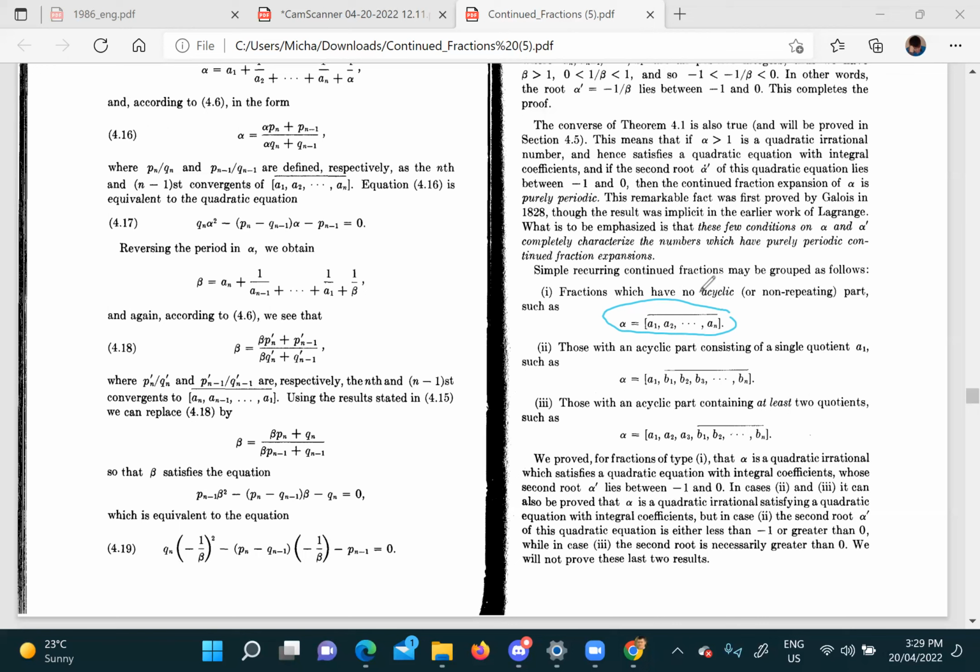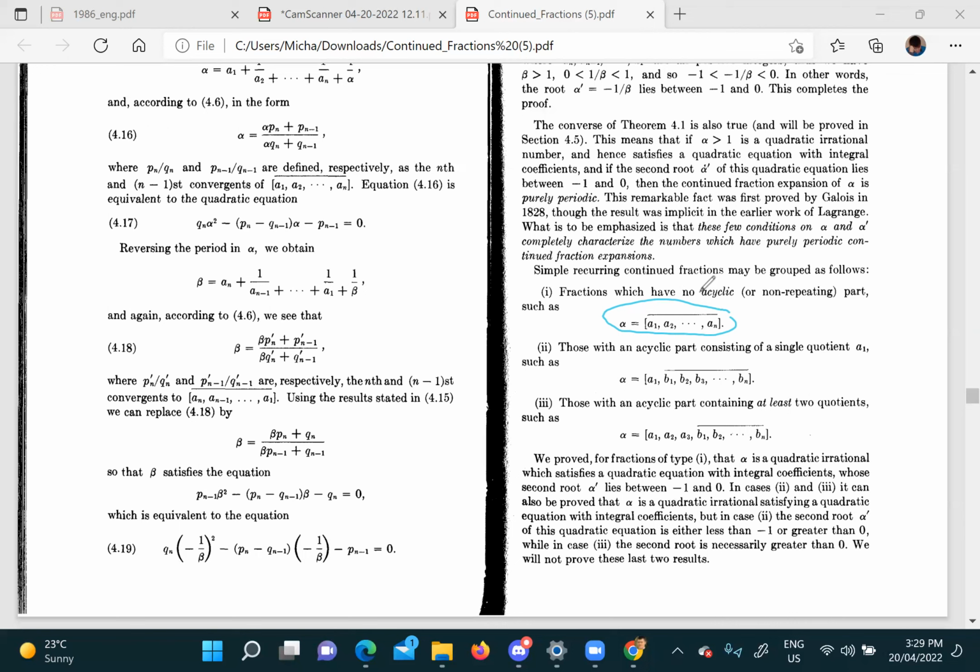So the part that has not been proved: we didn't prove the part that showed that reduced quadratic irrationals were purely periodic continued fractions. That was the Galois part. The part that was proved here was that the purely periodic continued fractions are these quadratic irrationals.